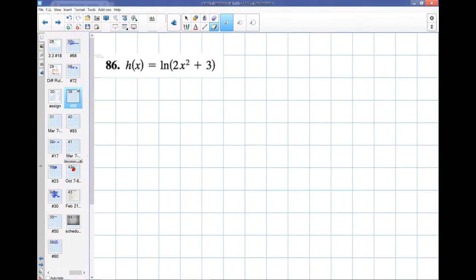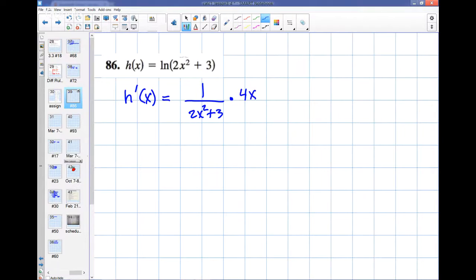So as we do h prime of x, we have to first think of the outer function. And so that would be 1 over that whole thing we were taking the natural log of. And of course, do we have an inner function? Certainly we do. The inner function is 2x squared plus 3. And so as we do the chain rule, the derivative of that is what, 4x?